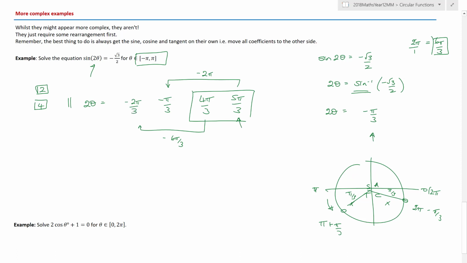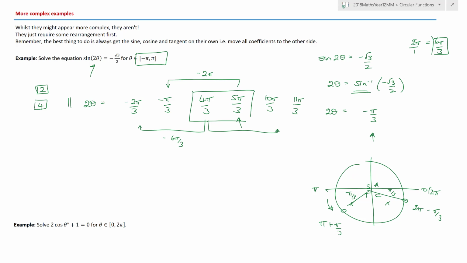I've got 4 solutions there, but I don't know whether they're going to be the right solution. So I always overdo it. I always then do more solutions than I need. So 4 plus 6 is 10 pi on 3. 5 plus 6 is 11 pi on 3. And bearing in mind, I'm just adding on 6 pi and taking off 6 pi.